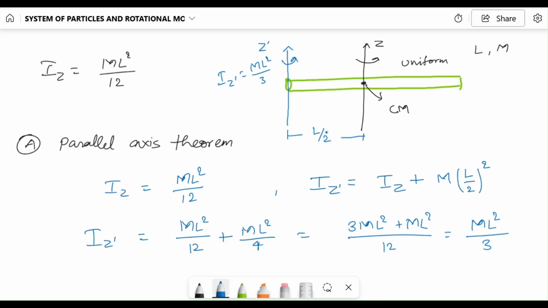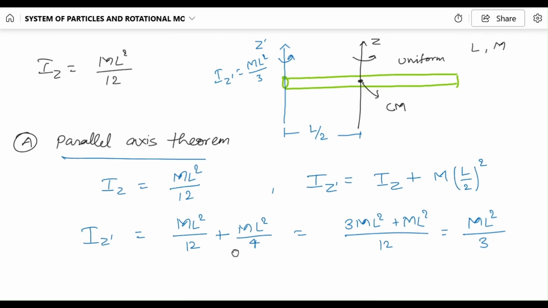And this is valid for any extended body here. As long as we know the moment of inertia about an axis which is passing through its center of mass, we can obtain the moment of inertia about any other axis which is parallel to this axis, and we know the mass of the rigid body and the distance of this parallel axis. So if you generalize it, it will be the parallel axis theorem. So the next is the perpendicular axis theorem.